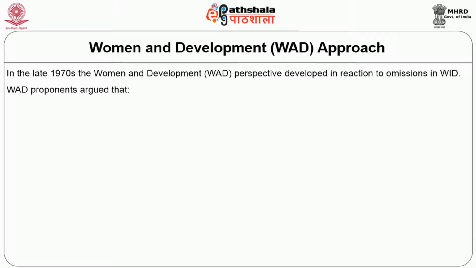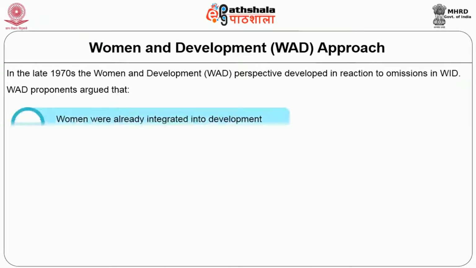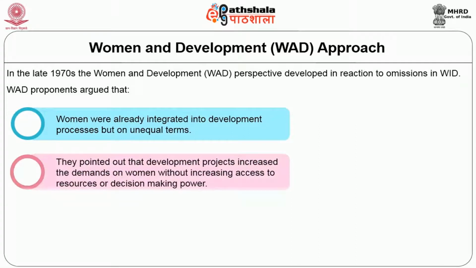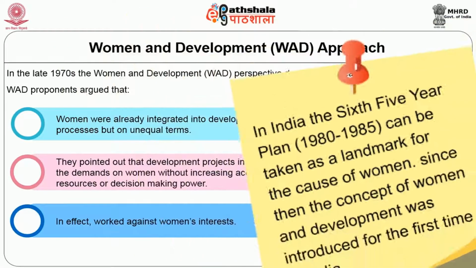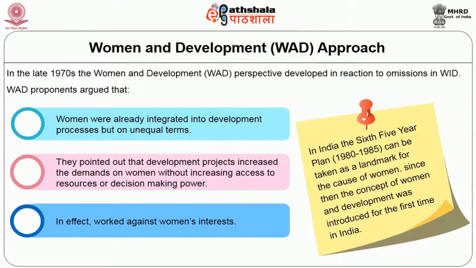Women and Development, the WAD approach. In the late 1970s, the Women and Development perspective developed in reaction to the omissions in WID. WAD proponents argued that women were already integrated into the development processes but on unequal terms. They pointed out that development projects increase the demands on women without increasing access to resources or decision-making power, and in effect worked against women's interests. WAD argues that class structures were more oppressive than gender, and that poor marginalized women had more in common with men of their class than with women of other classes.